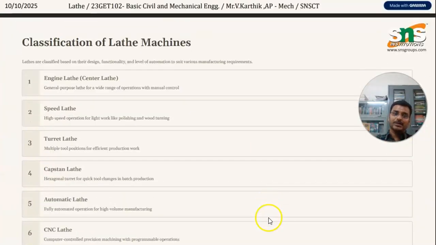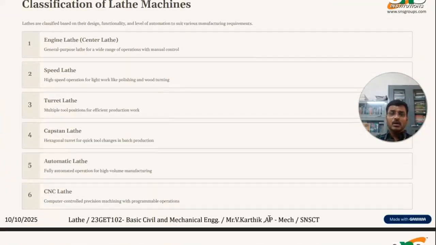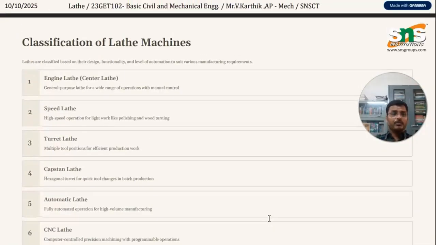And then the next one is the classification of lathe machines. The lathes are classified based on their designs, the functionality and levels of automation to suit various manufacturing requirements. Depending on these requirements, we have 6 types of lathe. The first one is the engine lathe. The second one is the speed lathe. Third one is the turret lathe.